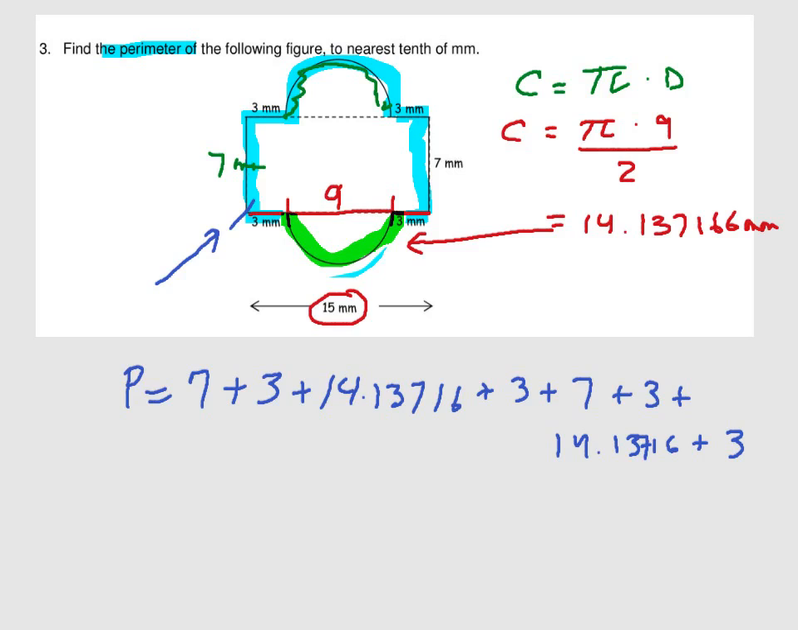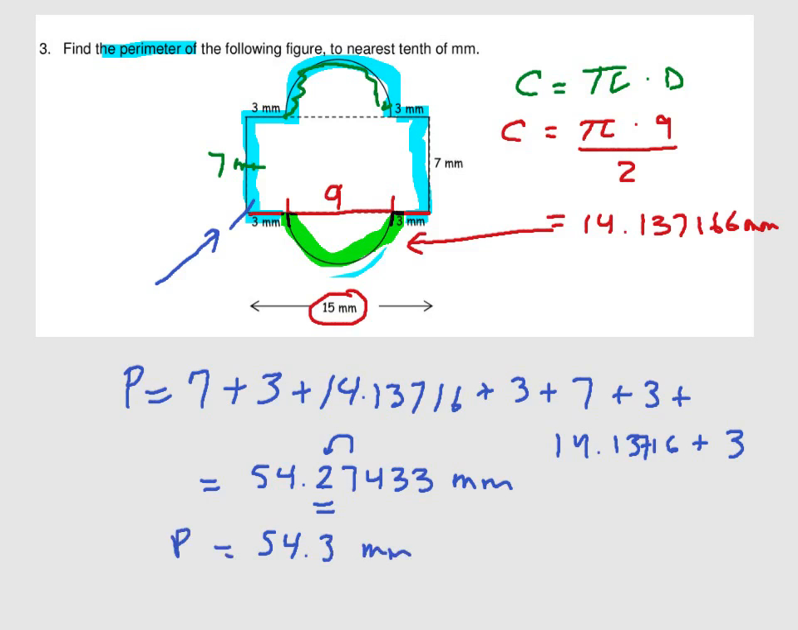Add that all up. At the end, the answer that you get is a calculator answer. It's going to be rather big, 54.27433, and that's millimeters. You go back and reread the question. How were you asked to round? Is it the nearest tenths? So tenths is a 2. The 7 is going to round it up to 54.3 millimeters. That's a perimeter of that figure.